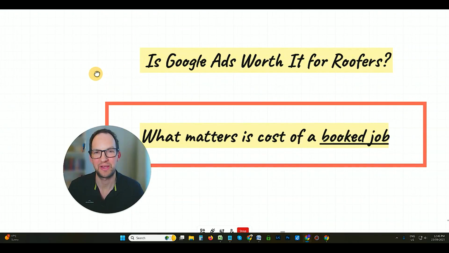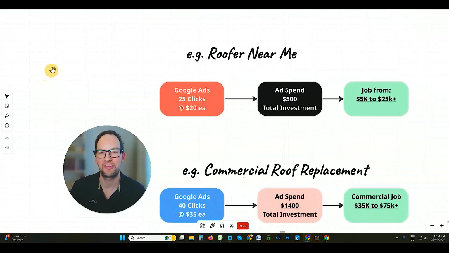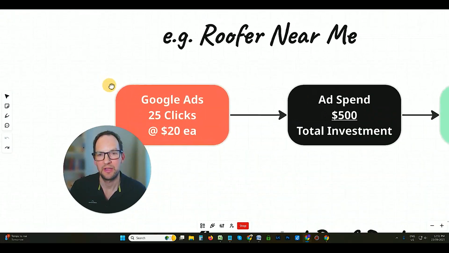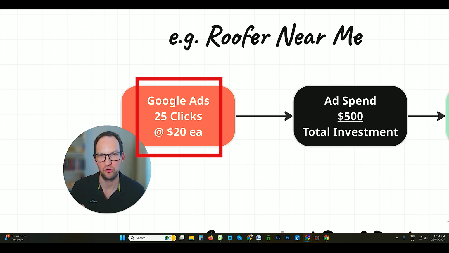Now you know how to work out the cost per click of Google Ads, but is Google Ads worth it for roofers? When it comes to that question, what really matters is the actual cost of a booked job, a paying customer. That's really what it comes down to. First example is Roofer Near Me. Now in Australia, Roofer Near Me, the clicks are about $20 each. It doesn't matter that I'm talking about Australia. Just take the methodology that I'm using here so you can work out your own costs in your country.